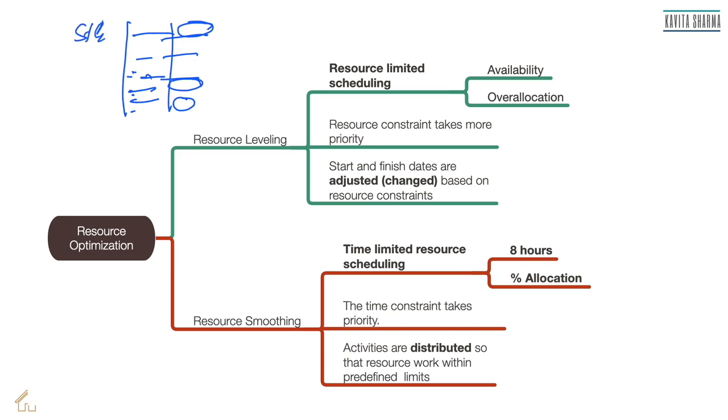my resources are working on the allocated activities in a realistic way. So I need to optimize my project schedule, so that resources are working on a clear task and they are working in a feasible timeline. So there are two ways to do it. The first one is resource leveling.